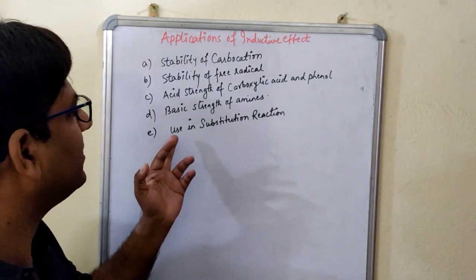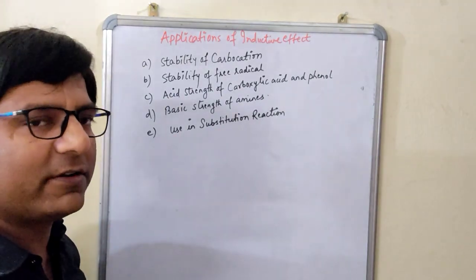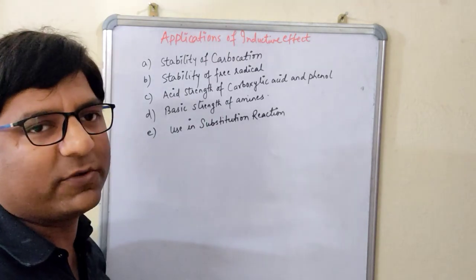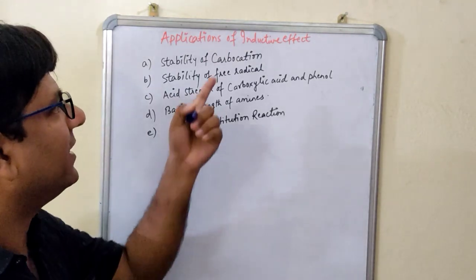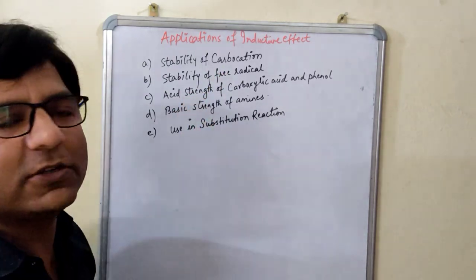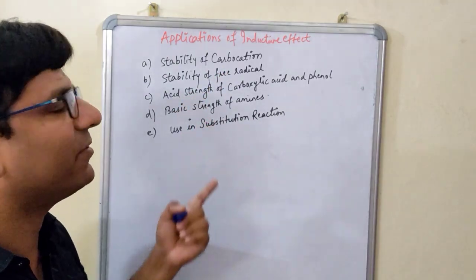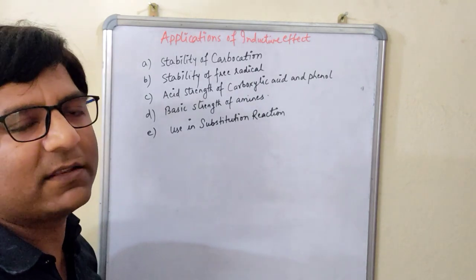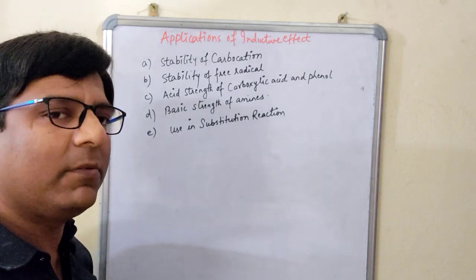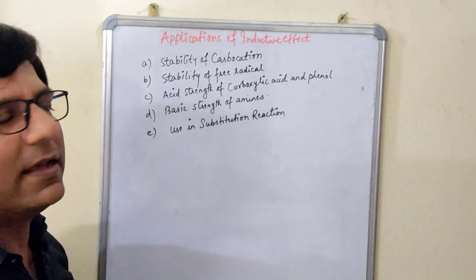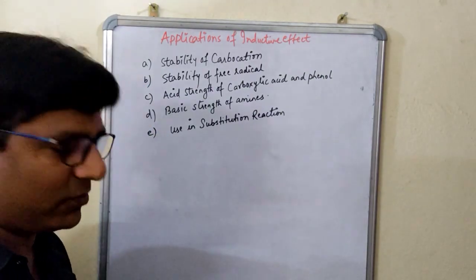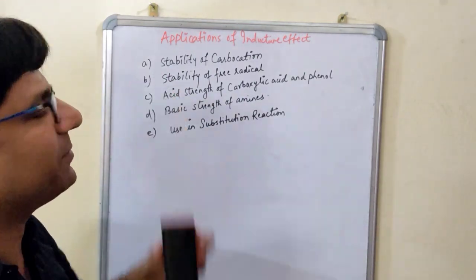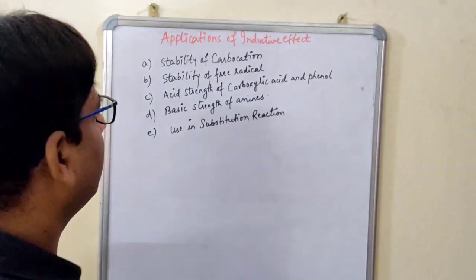And the last one is the use in the substitution reaction. Already you know the substitution reaction, that is the SN1 SN2 reaction. So we will also see the inductive effect used in the substitution reaction, that with the help of inductive effect we will come to know which reaction will be at a faster rate and which will be slow. So we will see one by one in detail, students. Now let us start with the first one, that is the stability of the carbocation.